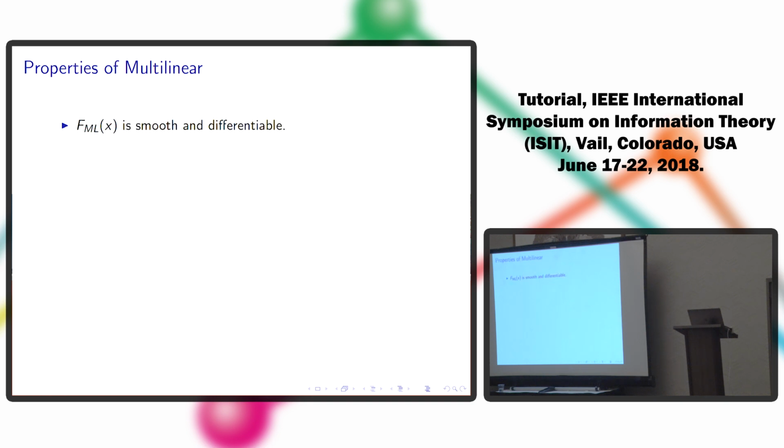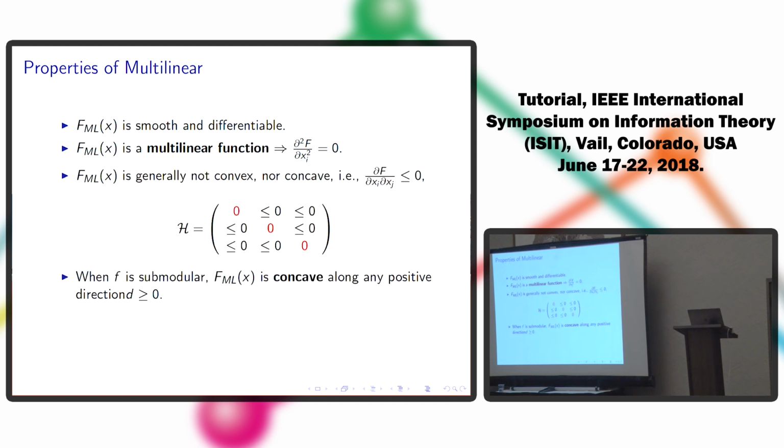The good thing is that this time the multilinear extension is smooth and differentiable at any point. It is a multilinear function. It means that if you look at the second derivatives, it's going to be 0. If you look at the Hessian, all the elements on the diagonal are going to be 0. All the off-diagonal elements are going to be less than or equal to 0.